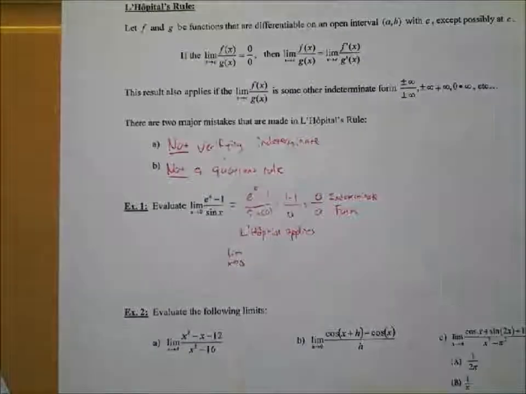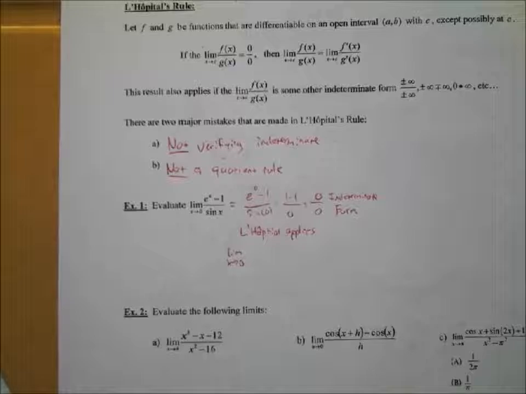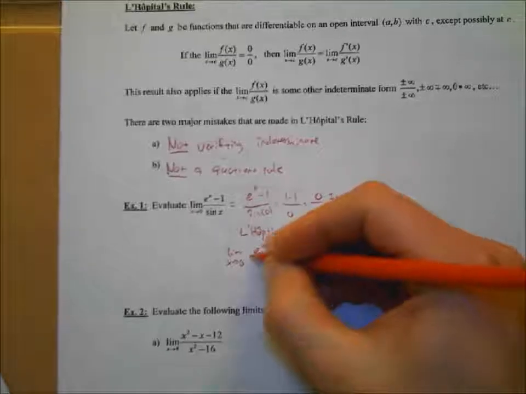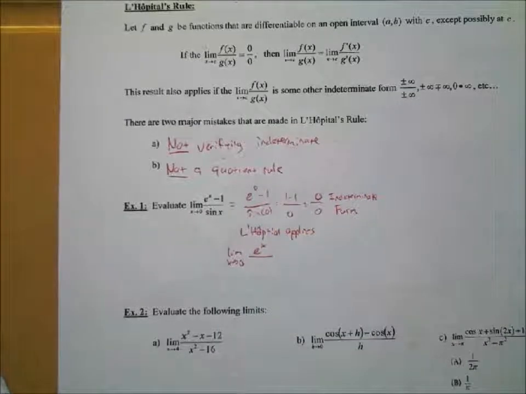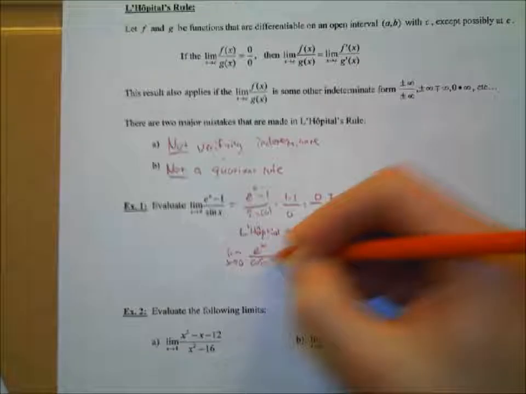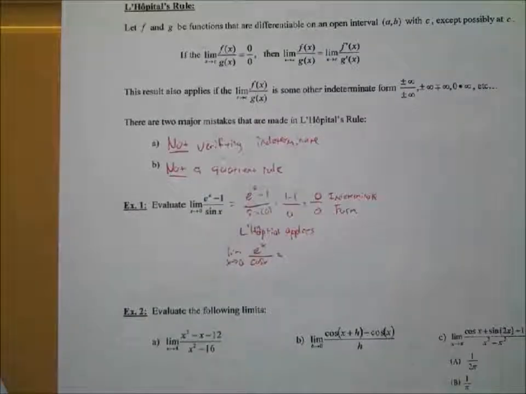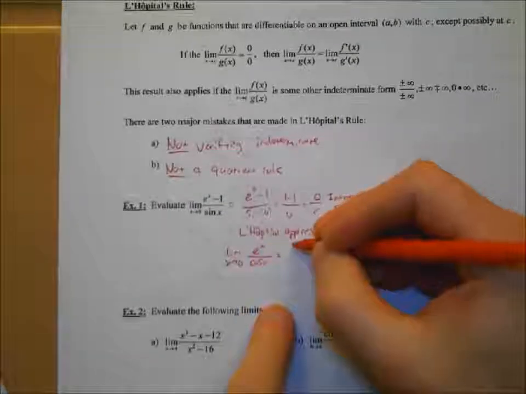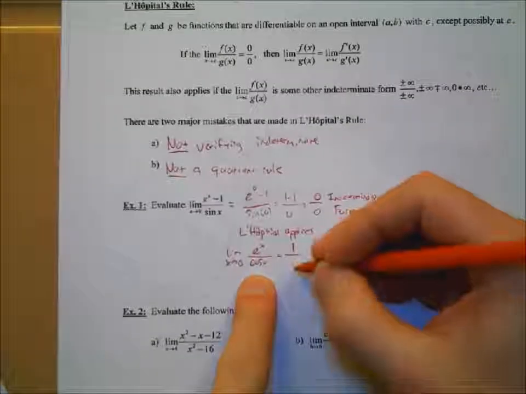Yes, I believe that is necessary to show what you're doing there. Then we'll say the limit as x approaches 0, and now we'll just take the derivative. What is the derivative of the numerator here? e to the x. What's the derivative of sine of x? Cosine x, that's right.